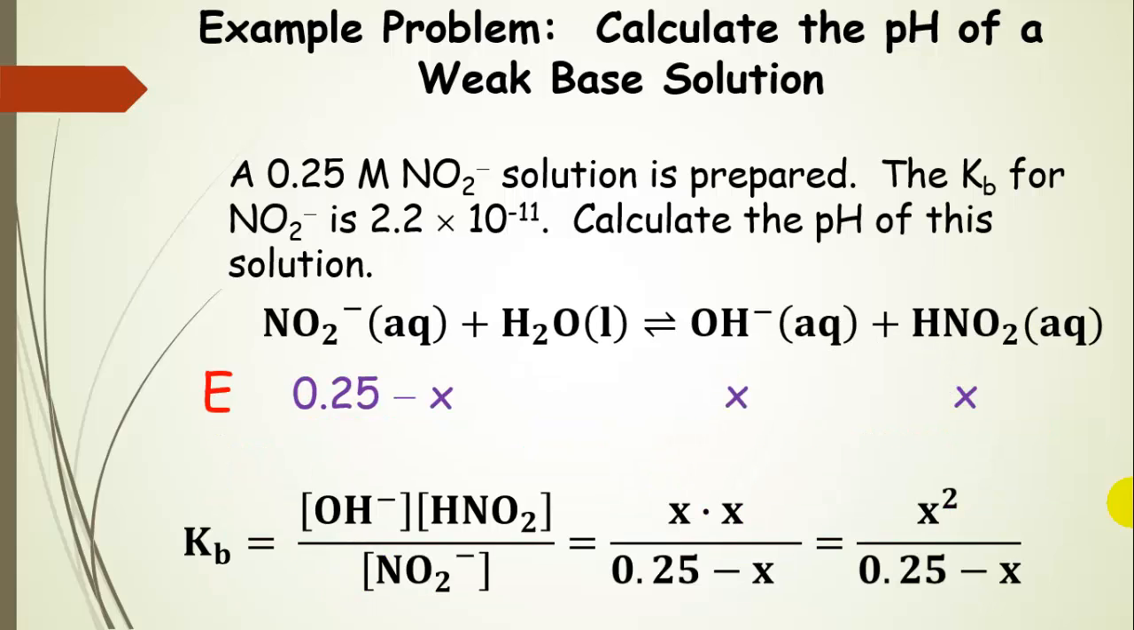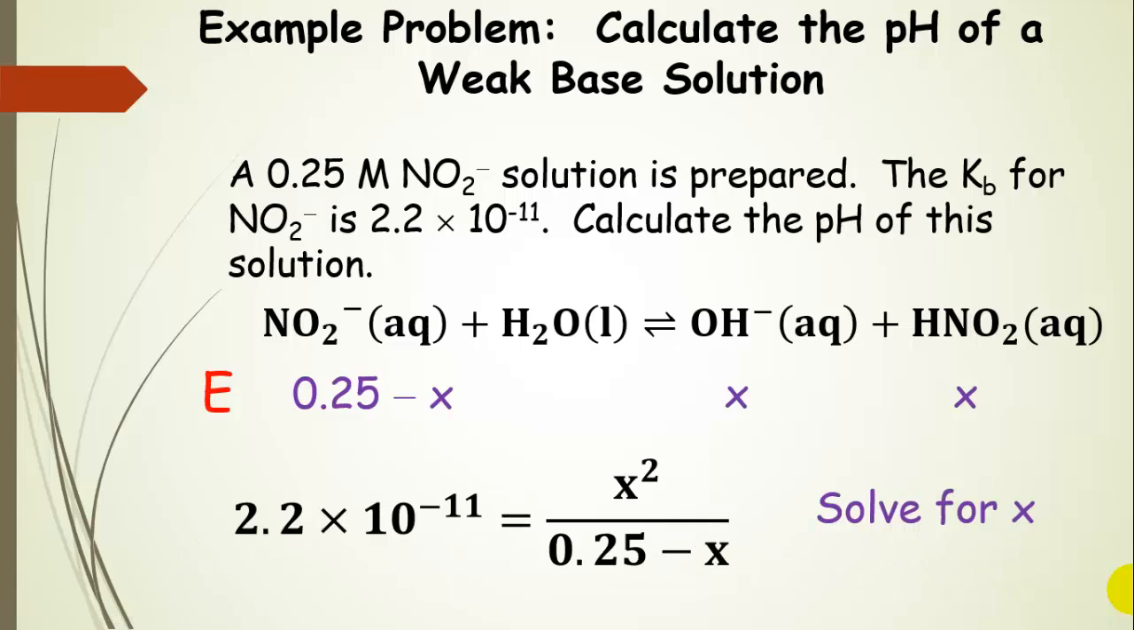And the next thing we're going to do, similarly, and you should be becoming very comfortable with this at this point, you're going to write your equilibrium constant expression. You're going to plug in the numerator, so X times X, that's going to give us X squared. In the denominator, we're going to have the reactant, because remember, the activity of pure water is 1. So we're going to have 0.25 minus X in the denominator. We're going to set that equal to our Kb value because we have a base in solution. And we're going to solve for X.